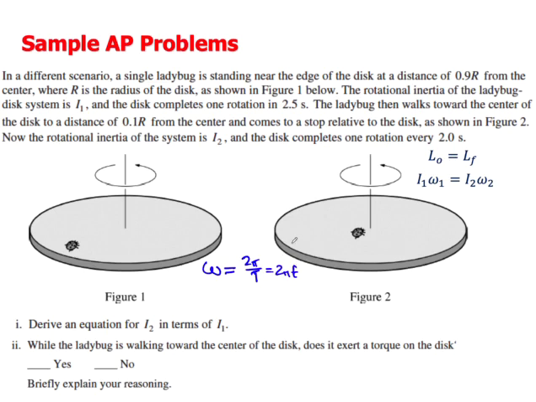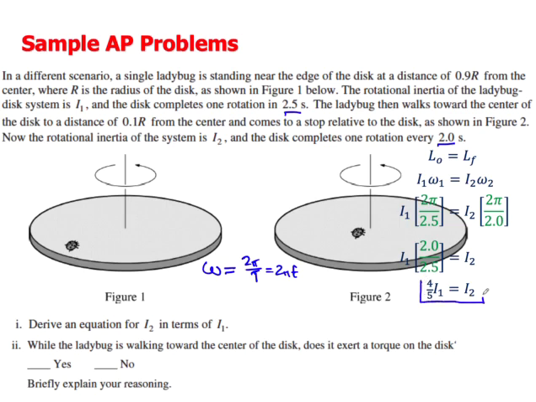And so if we do that, we can simply write omega 1 is 2 pi over 2.5 seconds, because that's how long it took initially to go around. And then omega 2 is 2 pi over 2 seconds, because that's how long it took to go around later. Solving that, you can rearrange it a little bit. I'm multiplying both sides by 2, dividing both sides by 2 pi, gives us that. So what's an equation for I2 in terms of I1? I2 is just equal to 4/5 of I1.